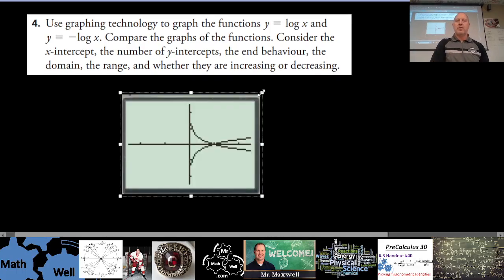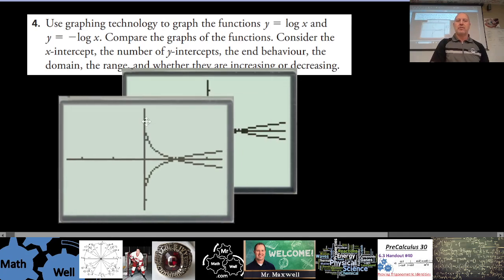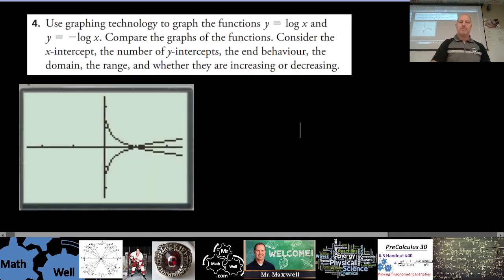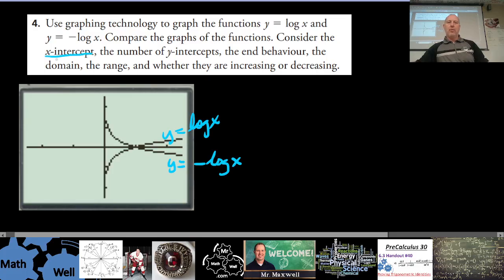All right, so these are the 2 graphs here. Okay, so this one right here, this one that goes up is y equals log x, right? And this one is y equals negative log x. So all of the y values are negatives when you multiply by a negative there. Okay? So let's see, x-intercepts. What is the relationship between the x-intercepts of these two graphs?